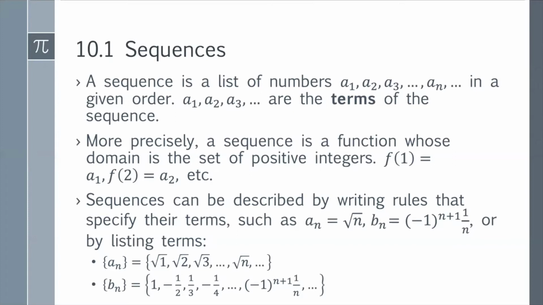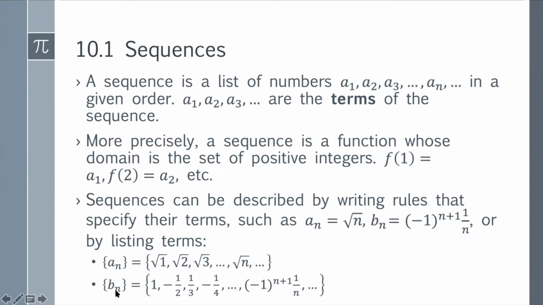Sequences can be described by writing rules that specify their terms, such as a sub n equals the square root of n, b sub n equals negative 1 to the power n plus 1 times 1 over n, or by listing terms. So these are the same sequences that were just defined. The first one is a sub n equals the square root of n. So the first term is the square root of 1. The second term is the square root of 2, et cetera, et cetera.